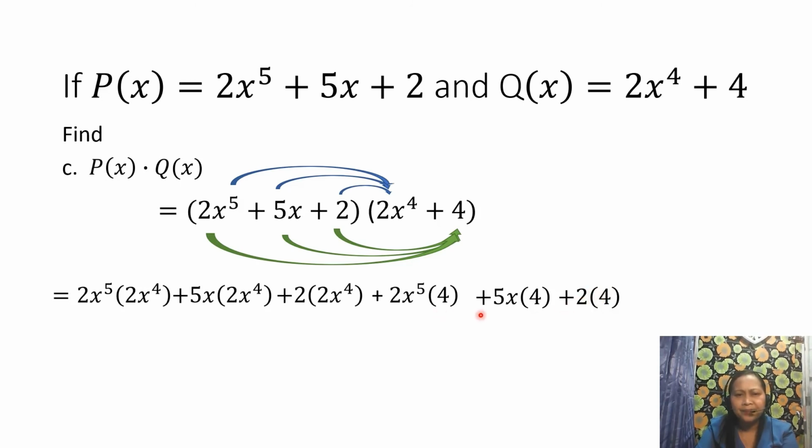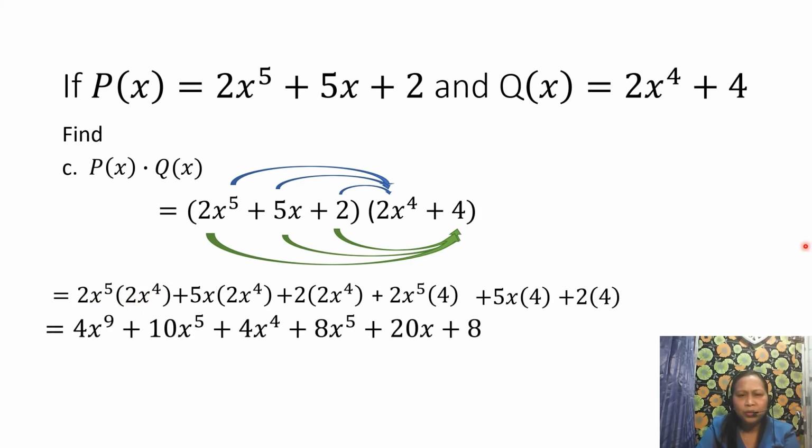Okay, then after that, simplify. 2x raised to 5 times 2x raised to 4 is equal to 4x raised to 9. Then 5x times 2x raised to 4, 5 times 2, 10. X times x raised to 4, that is x raised to 5. Remember, class, in multiplication, if they are the same variable, what we're going to do with the exponent, we will just add. So that's why x raised to 5 times x raised to 4 is x to the power of 9.